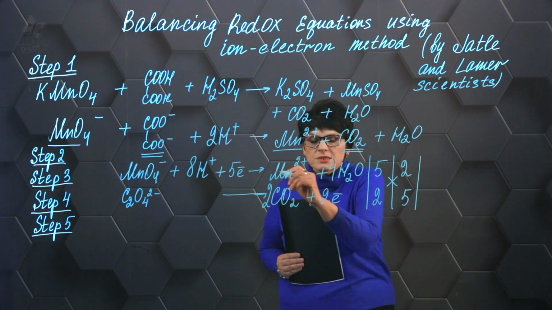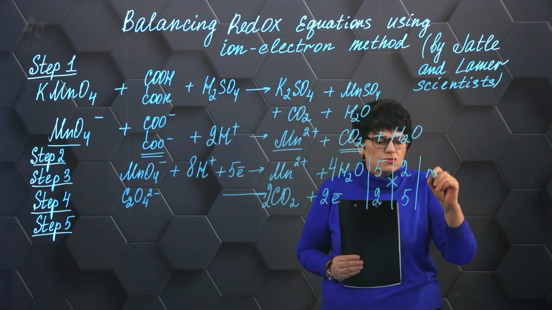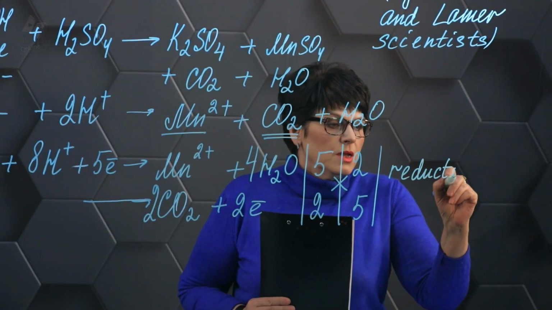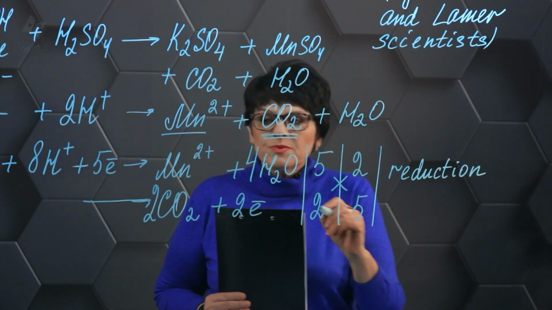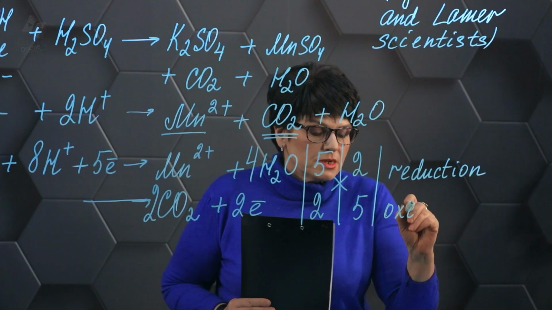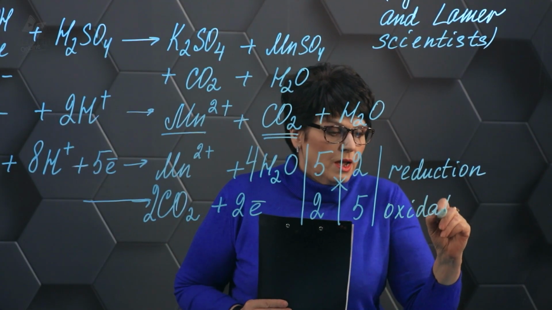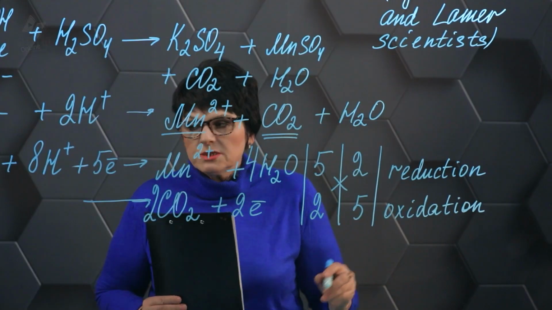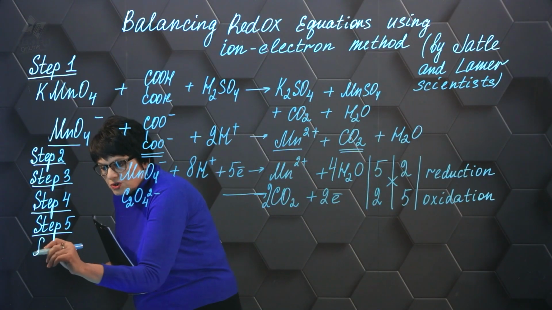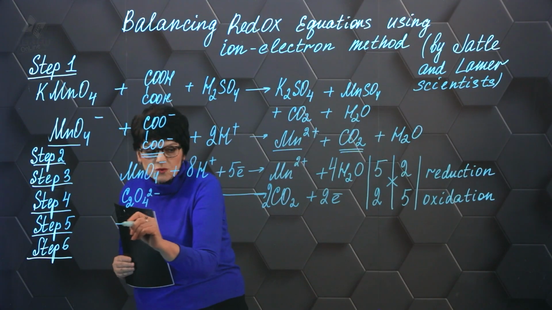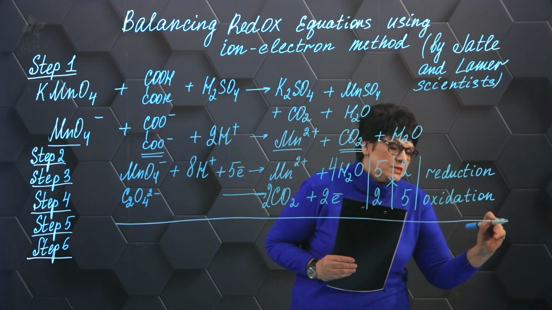We call the process that goes first reduction. And that's the process that happens for the oxidizer. The second process is called oxidation. And the element itself is called the reducing agent. Then the next step is to write down the equation after we've added our multipliers.